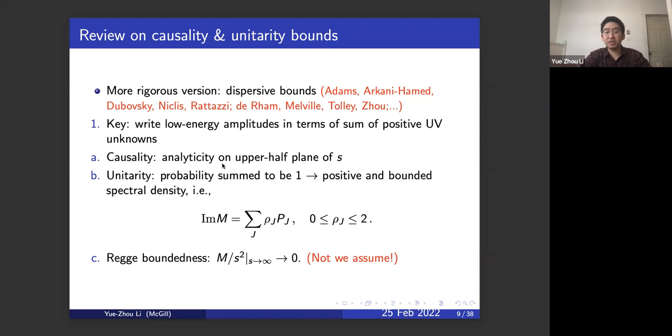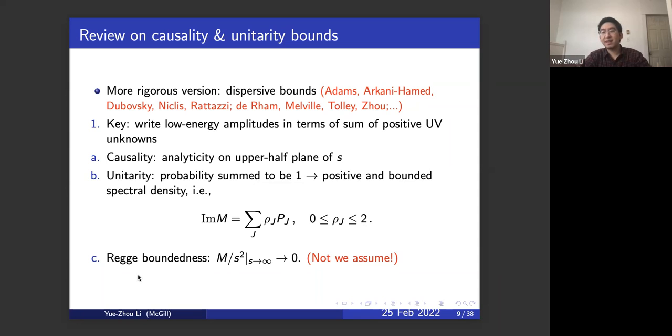For unitarity, that means the probabilities must sum to 1, and this has a very important implication for the amplitude. If we expand the amplitude according to angular momentum conservation, that is the partial wave expansion, we can actually have a positive and bounded spectral density. That means the imaginary part of the amplitude can be expanded in terms of partial waves. This P_j is a partial wave, which is actually a Legendre polynomial, and its coefficient we call the spectral density. This must be positive and also bounded from above. So this is what unitarity tells us.